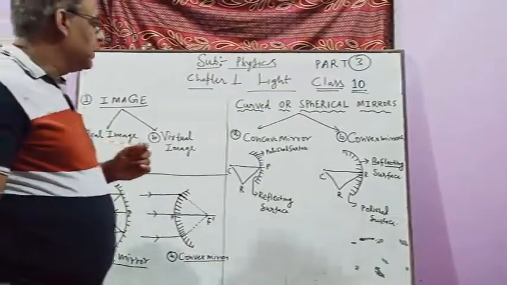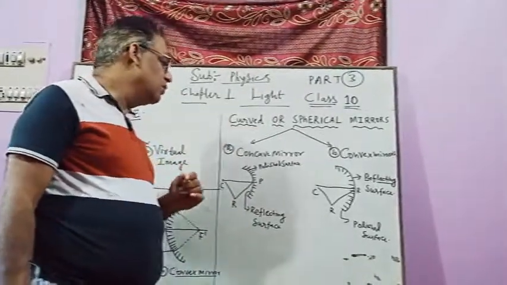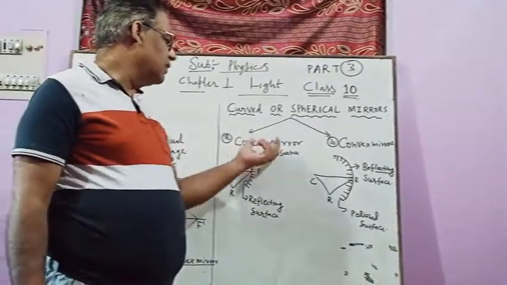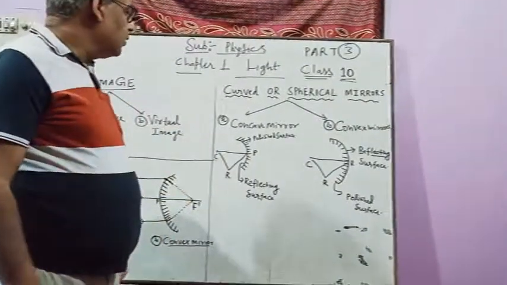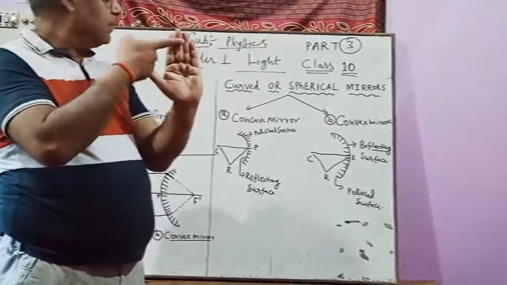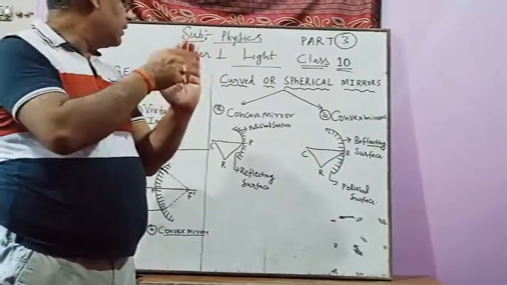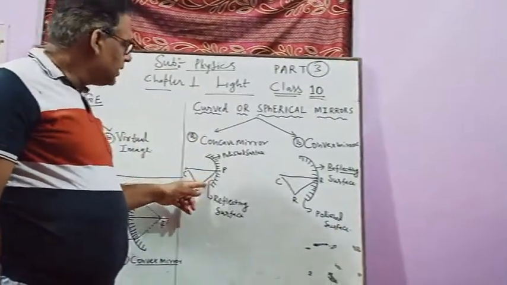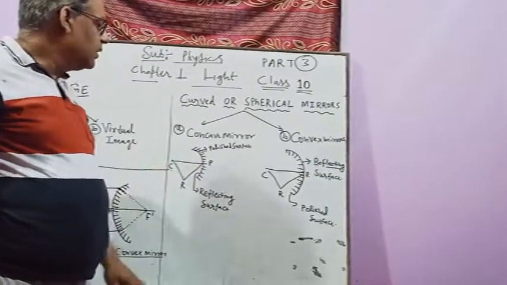Now I am coming to the next part, which is mirrors. How many types of mirrors are there? A spherical mirror is of two types. The first is called the concave mirror, and the second is called the convex mirror. To explain the concave mirror, suppose this curvilinear part is the reflecting surface. That is why this type of mirror is known as the concave mirror, because reflection takes place through a curvilinear portion.